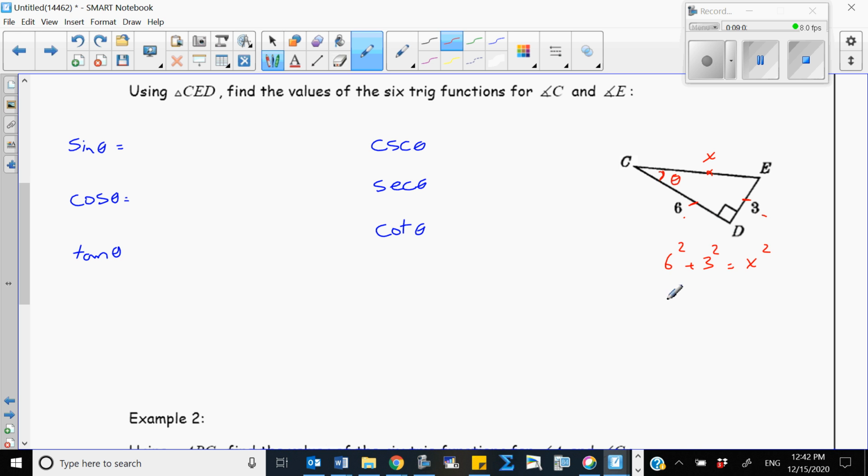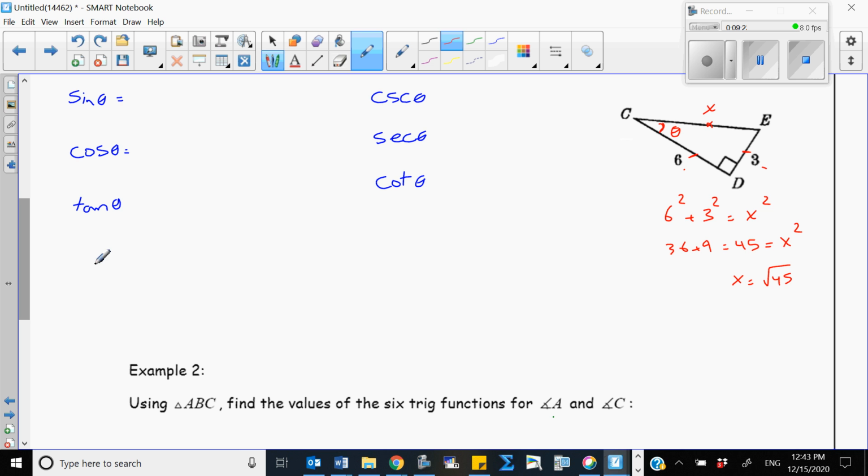So 6 squared is 36 plus 9, which is equal to 45. That's equal to x squared. And now what is x? That's going to be the square root of 45. Notice that if I take the square root, it's going to be plus and minus radical 45, but I'm not going to take the negative. I'll just take the positive one because this x is the length of a side and it cannot be a negative value.